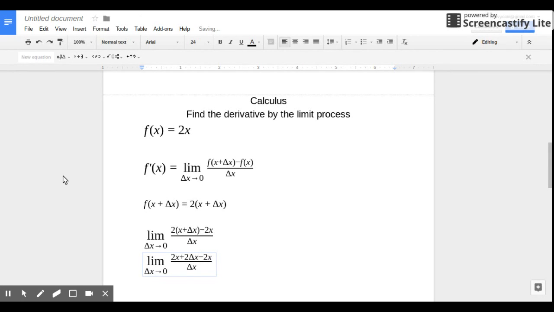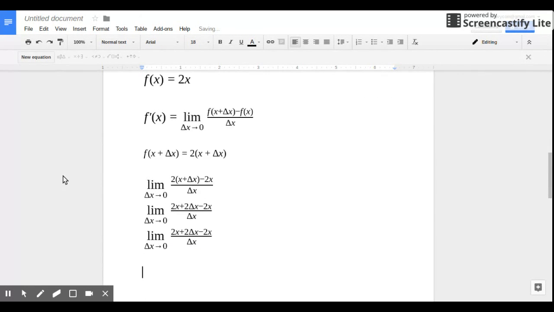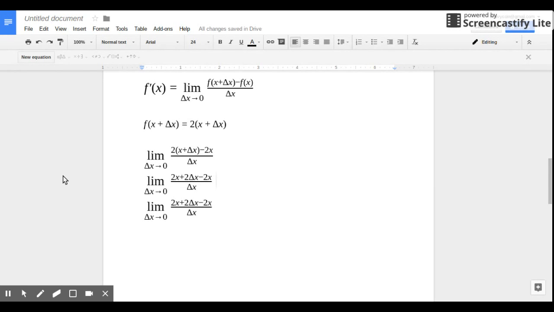Now you see up here in the numerator, we have a negative 2x and a positive 2x. So 2x minus 2x is going to be 0. And so we're going to end up being left with just 2 delta x in the numerator. So let's go ahead and copy and paste that. Hopefully you're able to keep up with what I'm doing here.